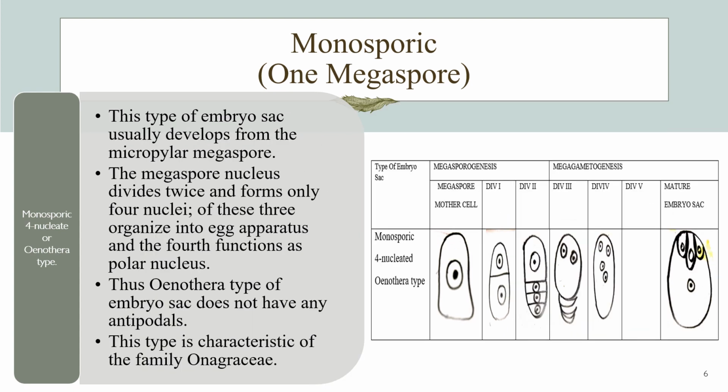Again monosporic, but a 4 nucleate embryo sac, also called the monosporic 4 nucleate, or Oenothera type of embryo sac, because it was first encountered in Oenothera, and mostly it's a characteristic feature of Onagraceae. This type of embryo sac usually develops from the micropylar megaspore. The megaspore nucleus divides twice and forms only 4 nuclei. Out of these, 3 organize into the egg apparatus, and the fourth functions as a polar nucleus. There are no antipodal cells.